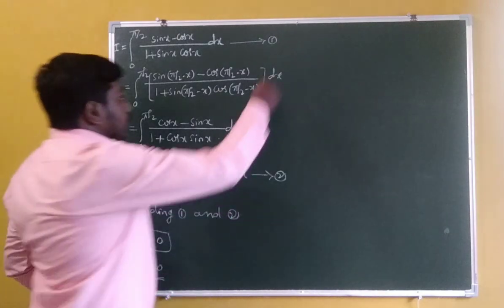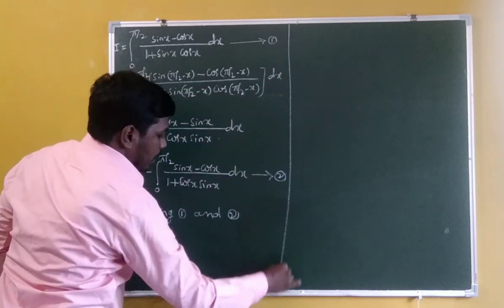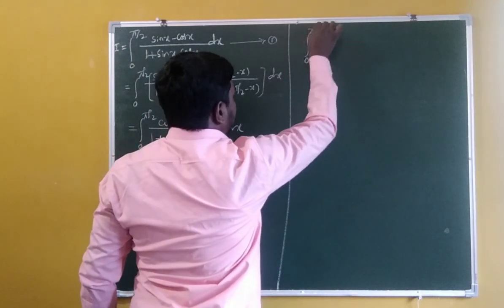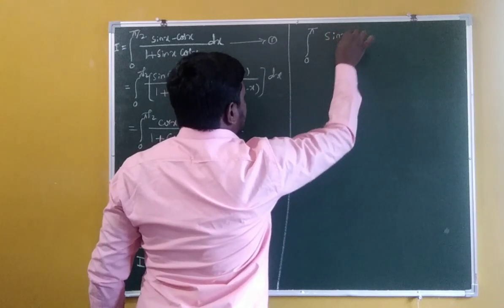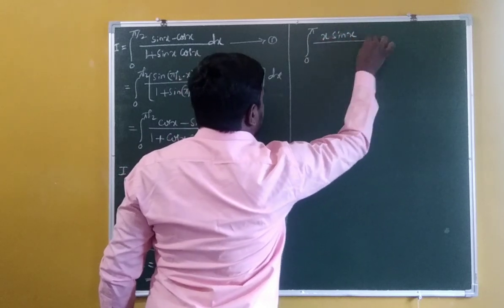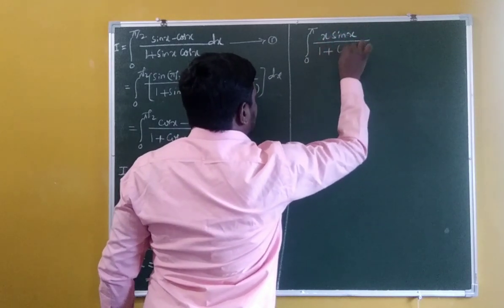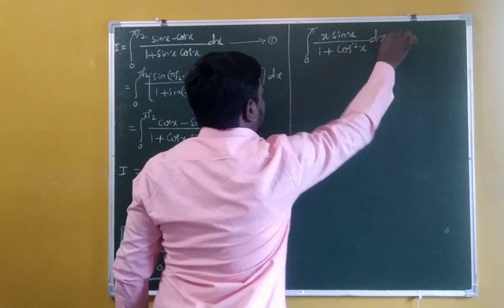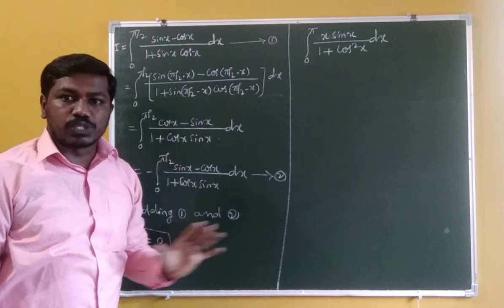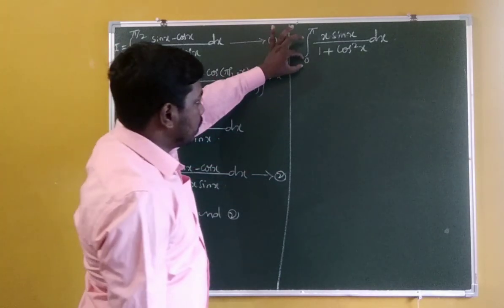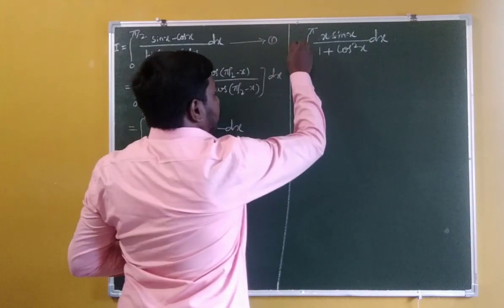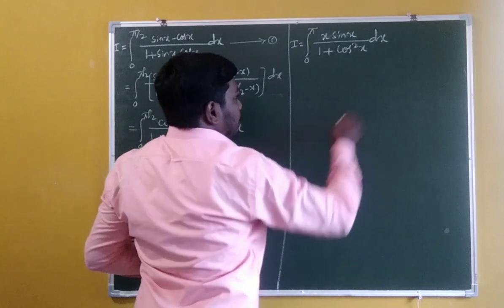Okay, so the next problem: the integral from 0 to pi of x sin x divided by (1 plus cos squared x) dx. Which property should we use? We use the property of the integral from 0 to a of f of x dx. It is called equation 1.